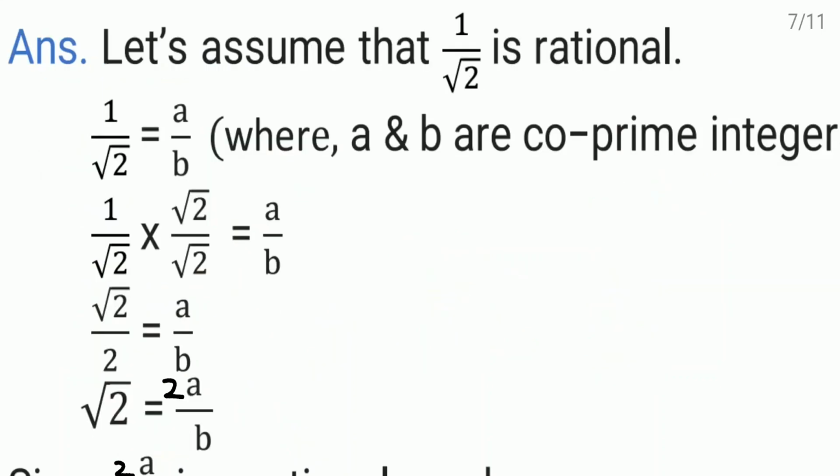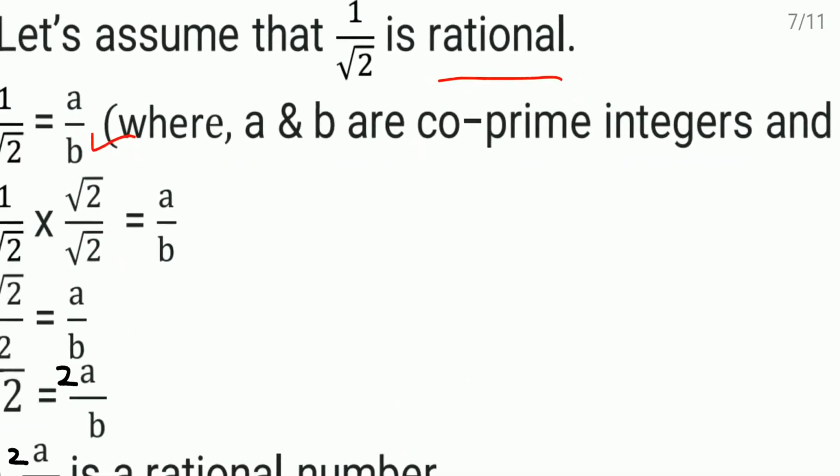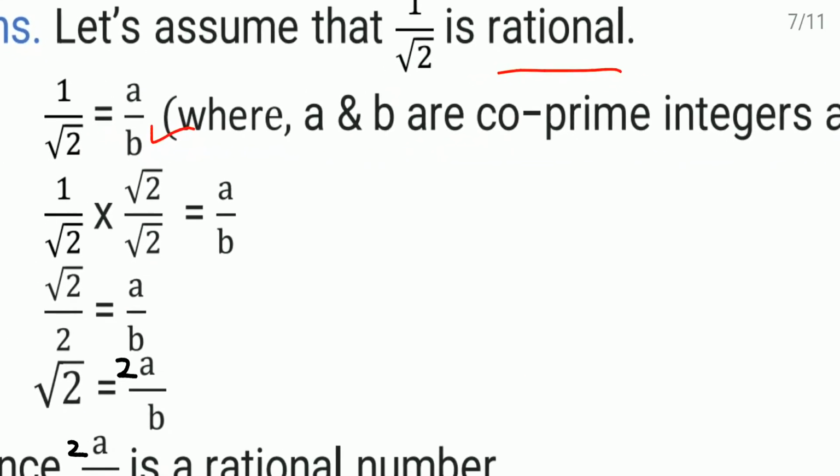First, we assumed it is rational. As it is rational, we have written it in the form of a by b. In the bracket, what we have written? a, b are co-prime integers and b should not be equal to 0. Now, I said I will rationalize the denominator. So I multiplied and divided by root 2. So here what we got? Root 2 by 2, which is equal to a by b. Now this 2 is dividing here. It came this side to multiply.